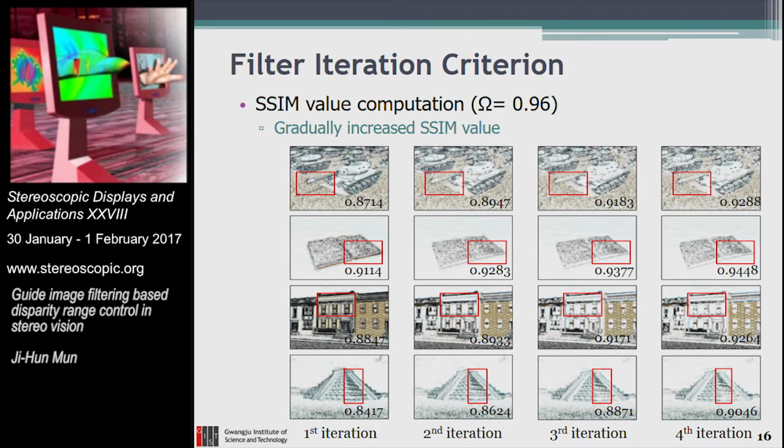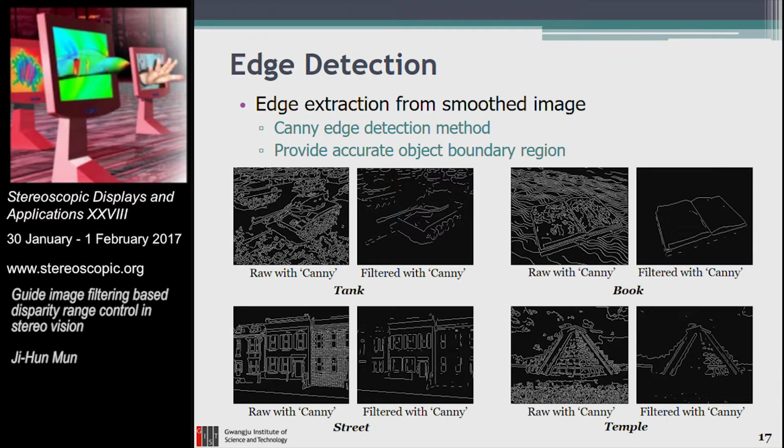These slides show the SSIM value computation. In our experiment, we set the omega value to 0.96. You can check that if we iteratively perform this image smoothing filter, the SSIM value gradually increases. You can check this SSIM number here. And based on this smoothing filtered result, you can extract some edge region.